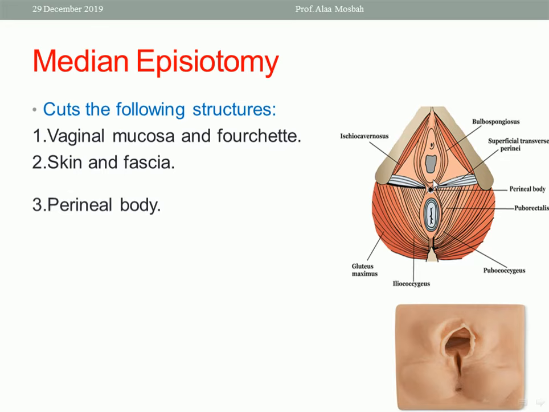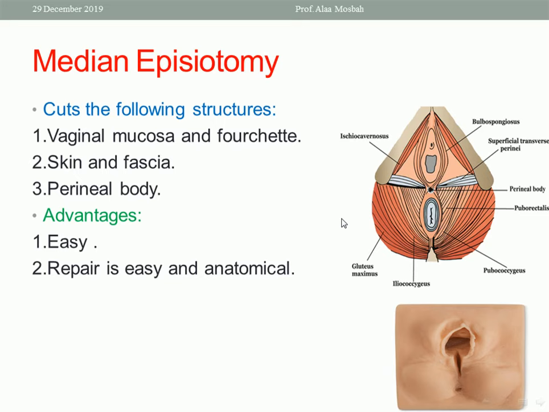Perineal body, this is the perineal body. So these are the layers cut: vaginal mucosa, skin and the fascia, and the perineal body. Advantage of median episiotomy: easy, repair is easy and anatomical, less bleeding.